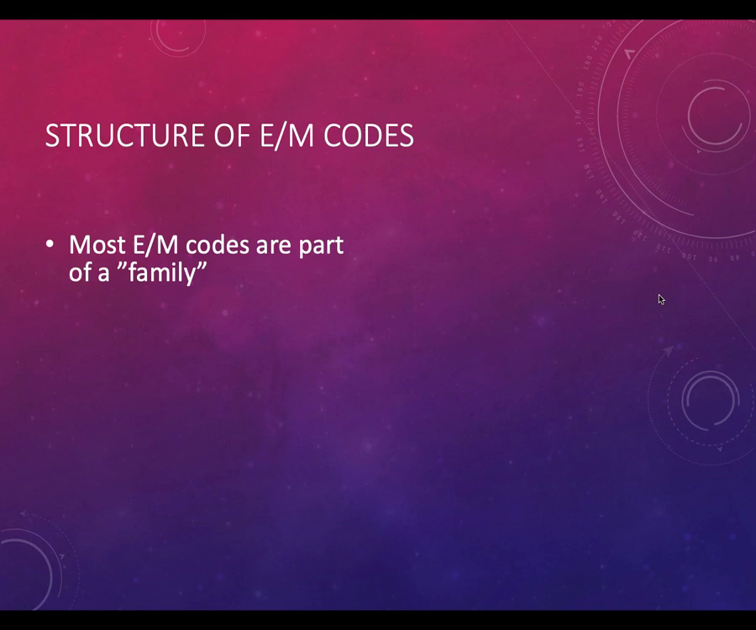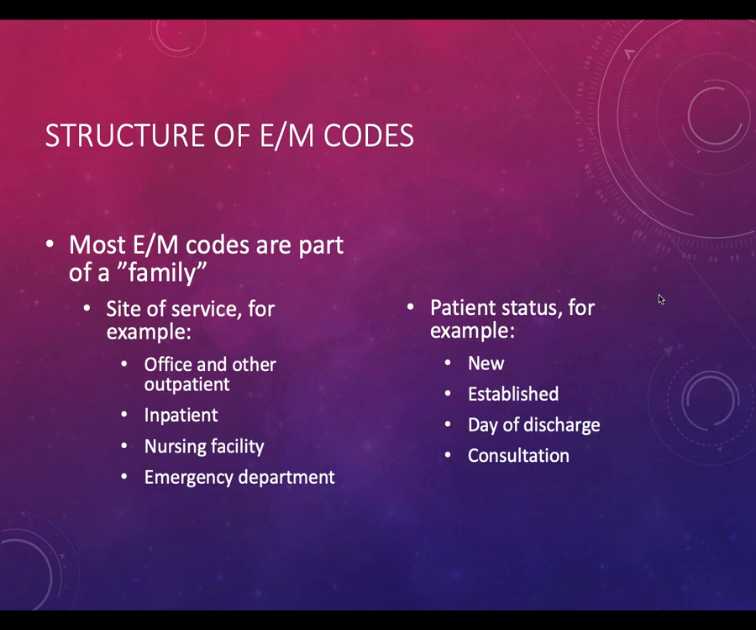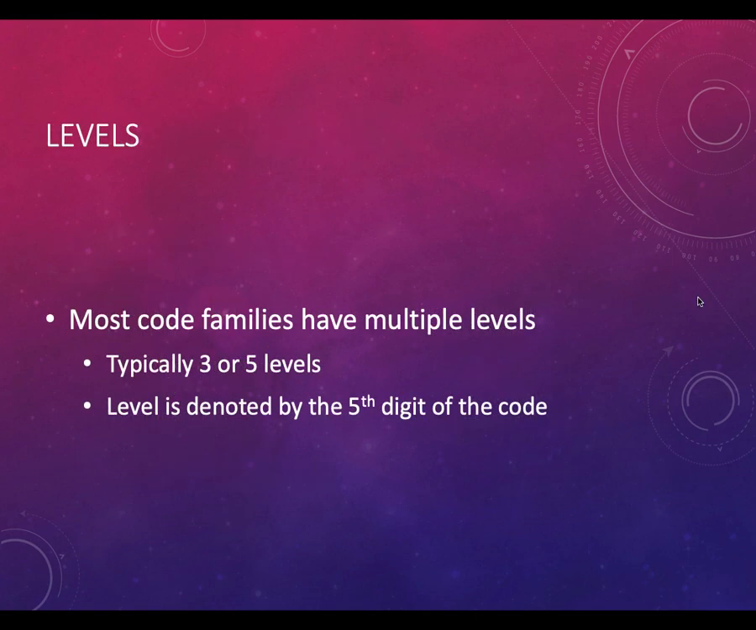Evaluation and management codes are mostly divided into families. This includes site of service, such as office and other outpatient and inpatient, and patient status, such as new or established. The level within each code family is denoted by the fifth digit of the code.